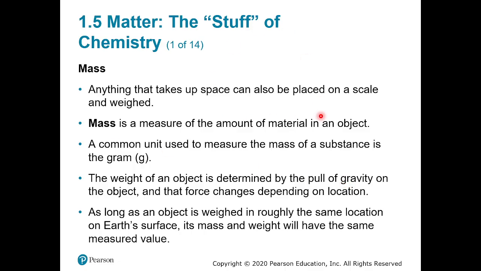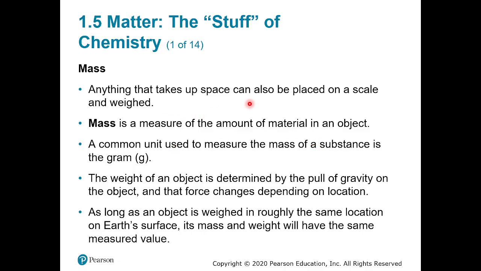Mass. This is going to be anything that takes up space and can also be placed on a scale and weighed. Mass is a measure of the amount of material in an object. There are actually a few other definitions. Mass can be a little hard to define because we exist in a place where mass is everywhere. A common unit used to measure the mass of a substance is the gram.